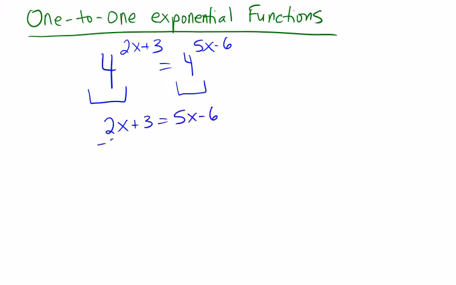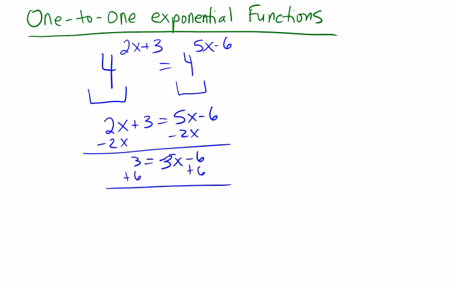So now we can solve this. Subtract the 2x on both sides. So 3 equals positive 3x minus 6. Add the 6 to the other side. That gets us 9 equals 3x. Divide by 3, and our x value is 3.